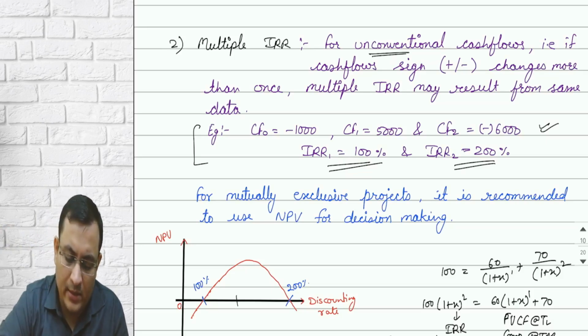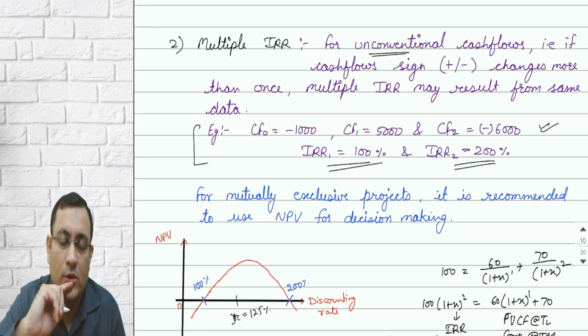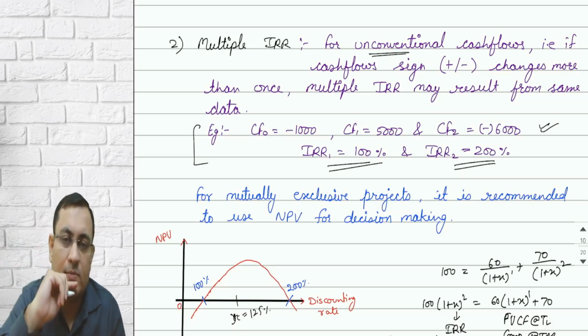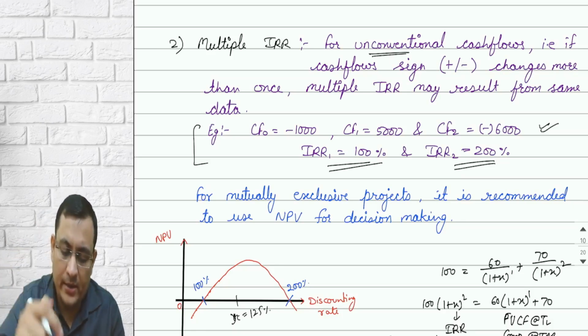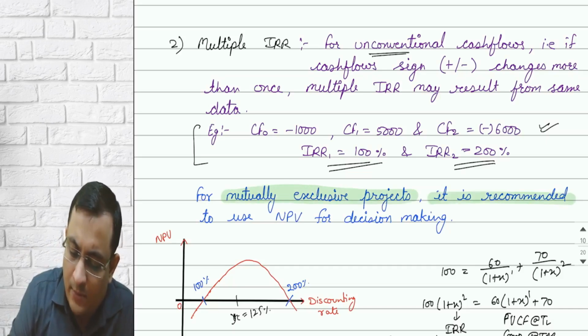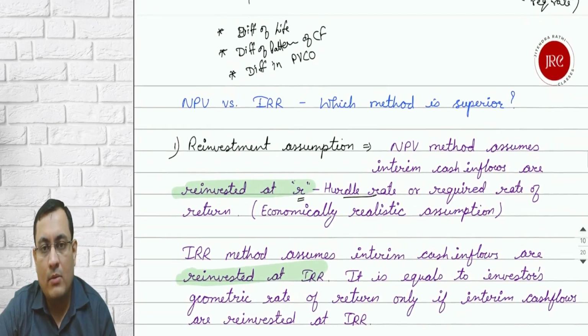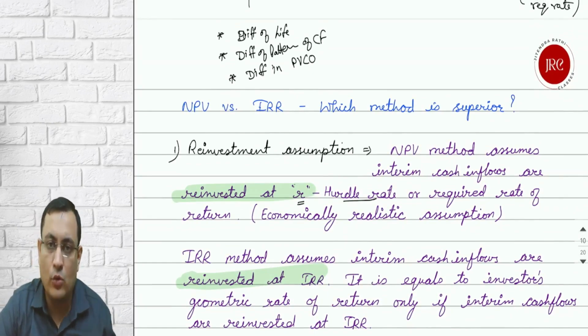Let's say, with an unrealistic, very high number, my hurdle rate is 125%. Will you accept or reject? If I compare it with 100% IRR, I will say no, because my IRR is less than my hurdle rate. And if I compare it with 200%, I will say yes. Again, there is a no-decision scenario. That is why, in a mutually exclusive situation, it is recommended to use NPV for the decision. These are the two reasons which prove that NPV is superior to IRR. But still, IRR also has its own importance.